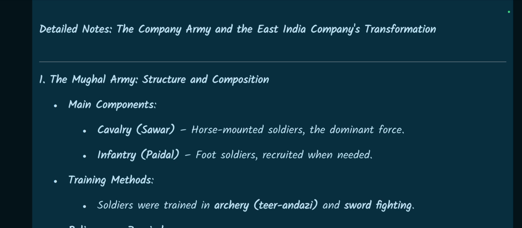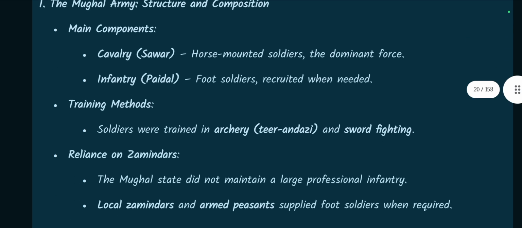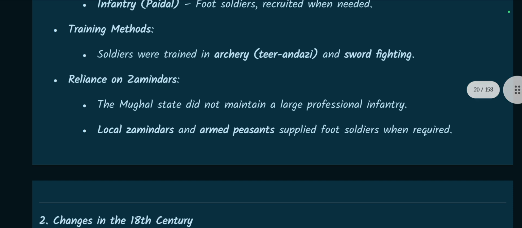Cavalry means Sawar, horse-mounted soldiers, the dominant force. Infantry, Paidal, were foot soldiers recruited when needed. Training methods: soldiers were trained in archery, called tirandazi, and sword fighting.